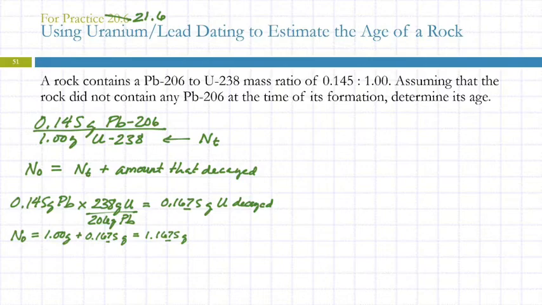We need the half-life of uranium so we can calculate the rate constant. That's 4.5 times 10 to the 9 years. And so the rate constant is equal to 0.693 divided by T1/2, 4.5 times 10 to the 9 years. So we end up with the rate constant being 1.54 times 10 to the minus 10 per year.